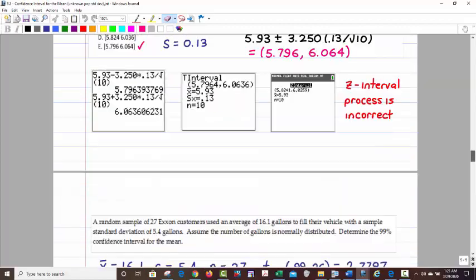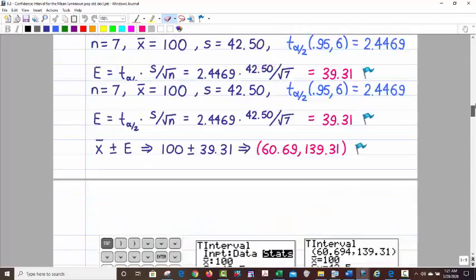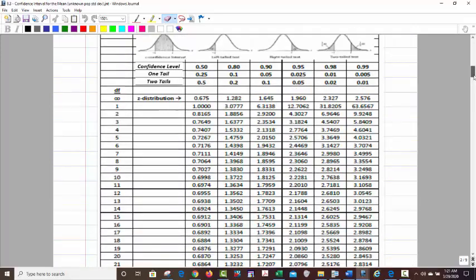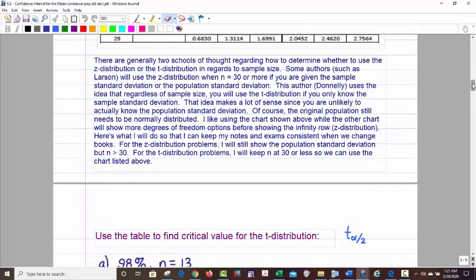All you have to remember is n minus 1, and you're good. Okay. Now I want to mention a little bit here the differentiation between Z and T. It's really based on the standard deviations, the ultimate. If you have the population standard deviation, you use the Z. If you have the sample standard deviation, you use T.